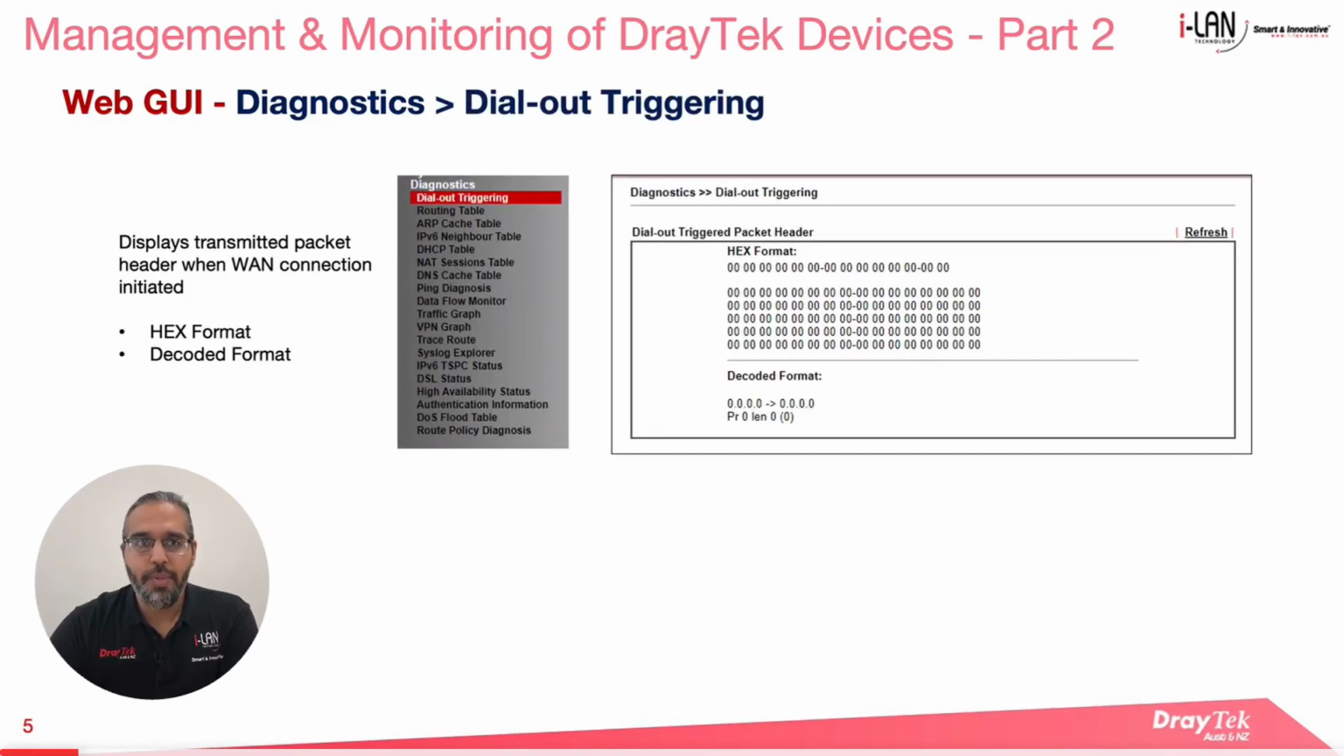We'll start off with the first menu option, which is Dialout Triggering. This page shows the packet header that is transmitted when a WAN connection, such as a PPPoE connection, is initiated. Both hex format and the decoded format is displayed. It's mainly for information purposes only.